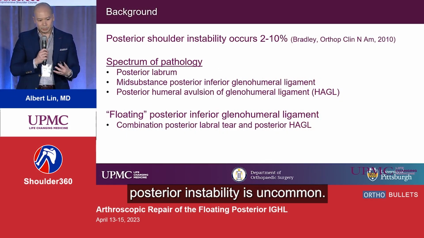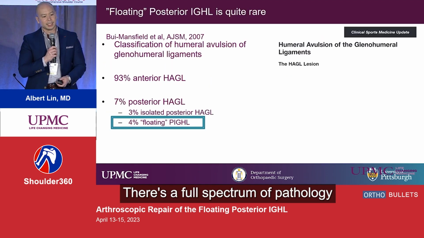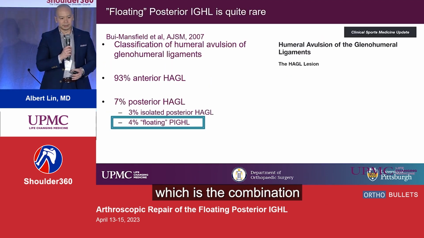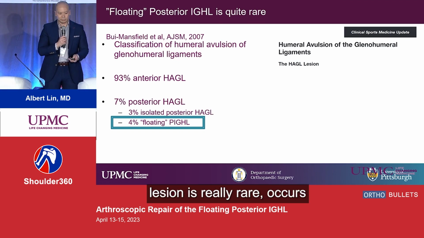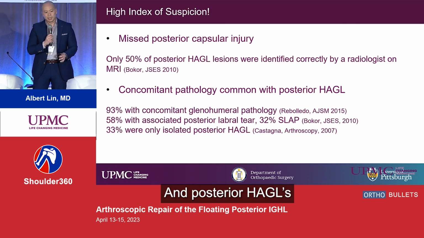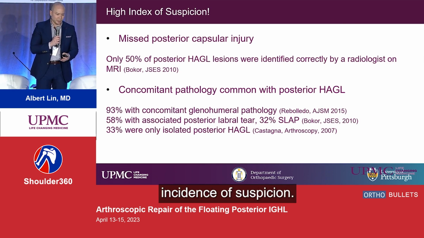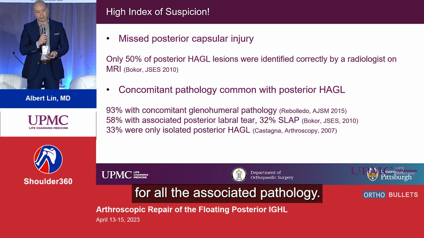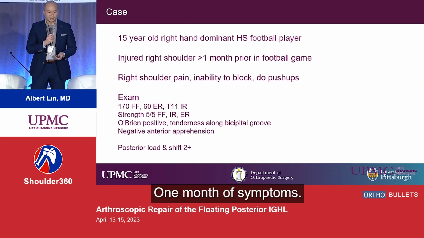All right, so we know that posterior instability is uncommon. There's a full spectrum of pathology. And a floating posterior IGHL, which is the combination of a labral tear with the Hagl lesion, is really rare, occurs about 4% of the time. And posterior Hagls alone are very rare too, so you have to heighten suspicion and make sure you look for all the associated pathology. So this is our case, a 15-year-old high school football player, 1 month of symptoms.